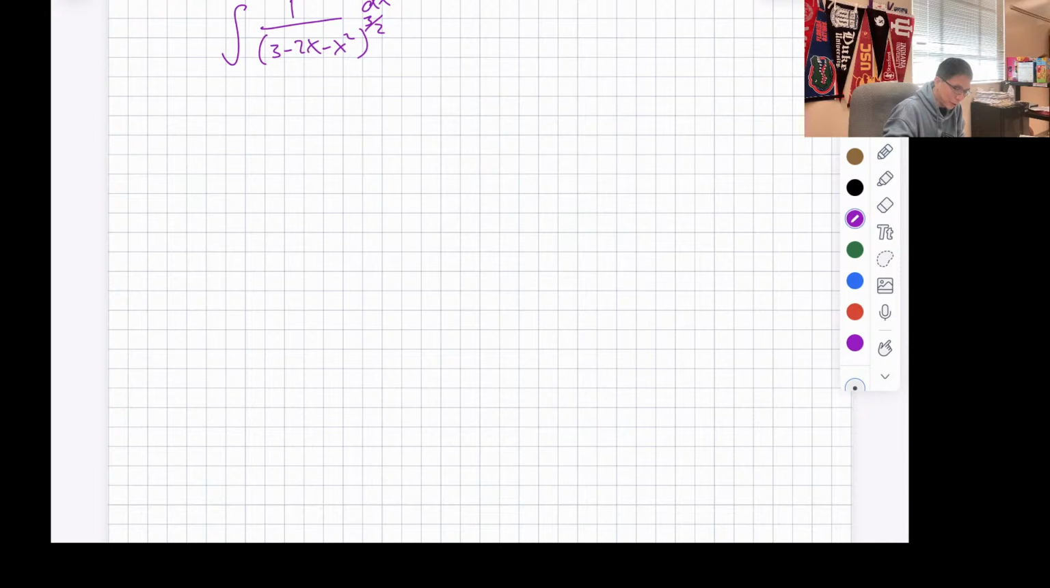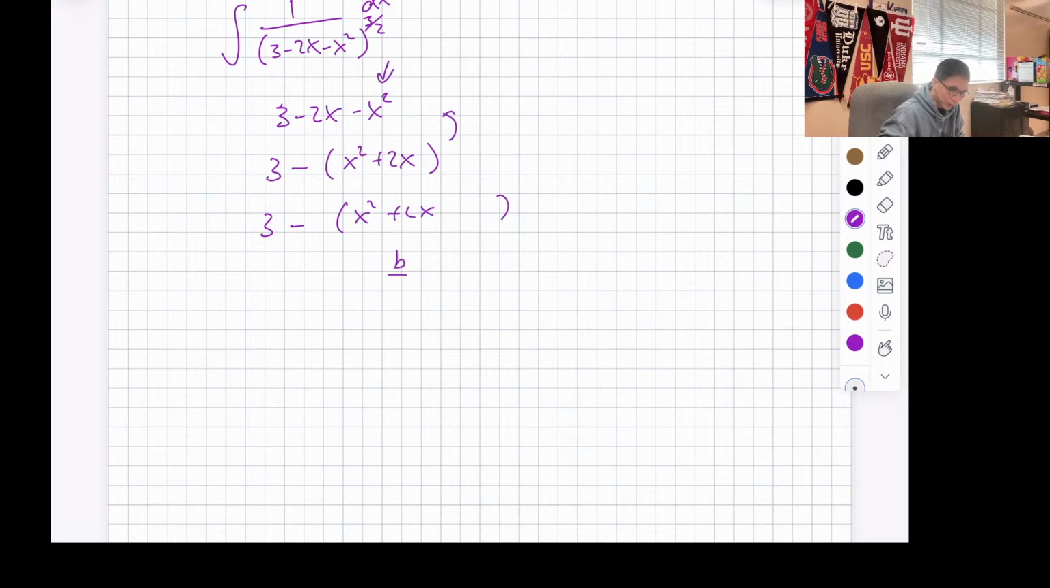So what you can do is manipulate just the inside. Don't worry about the outside. Just focus on the inside. We know that I prefer the x squared to be positive. So it'll be 3 minus, and then this one is going to be x squared plus 2x. Would that still be the same thing? Is that okay? Now it's 3 minus x squared plus 2x.